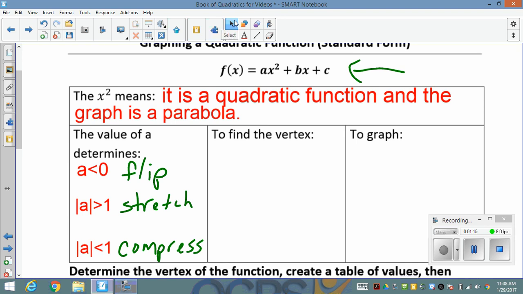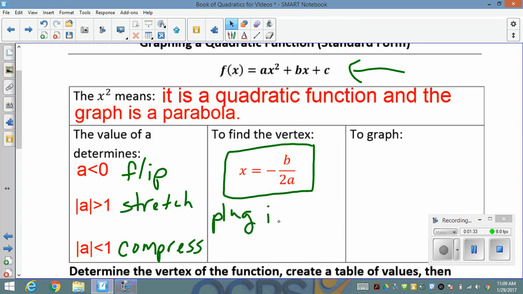This time to find the vertex, we can't just find H and K because it's not there. What we have to do is find our x coordinate by using x equals negative b over 2a. This is also how we find the axis of symmetry, by the way. Now to find the y value, we plug in.